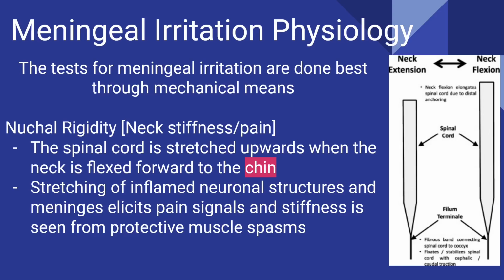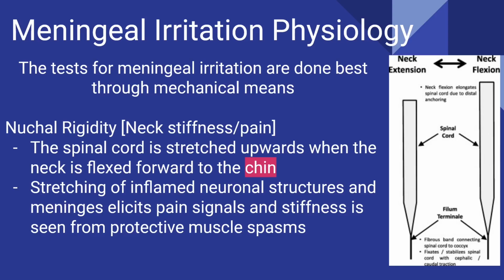And the same can be said when stretching your hip and knee. We'll look at that in a different test. So when we're checking for nuchal rigidity, which is neck stiffness and pain, we're going to check to see, is the spinal column inflamed from potential meningitis response?